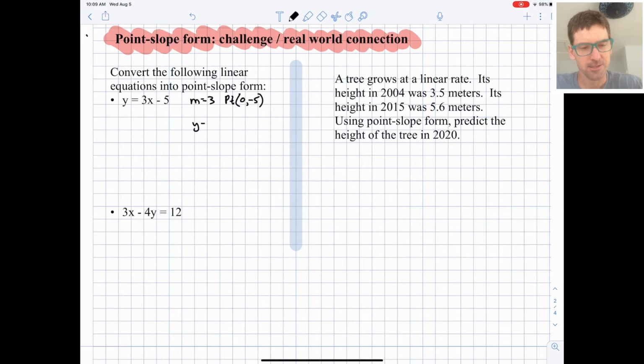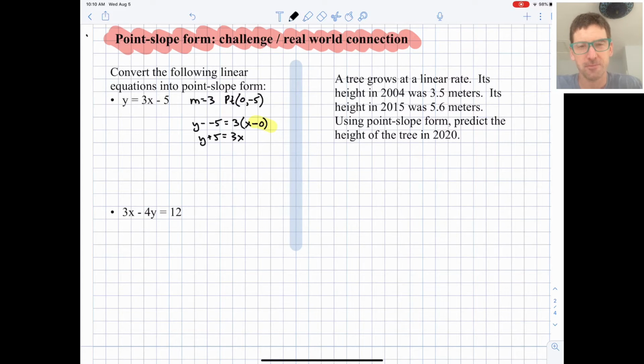y minus our y value equals 3 times x minus our x value. So y plus 5 equals 3x. And you might be thinking, that looks oddly similar to slope-intercept form. All we did is add 5 to both sides. And what happened here is this 0 just simplified quite a bit of our final form. So it's still point-slope form, but it doesn't quite demonstrate everything that point-slope form has to offer. So let me show you another possibility.